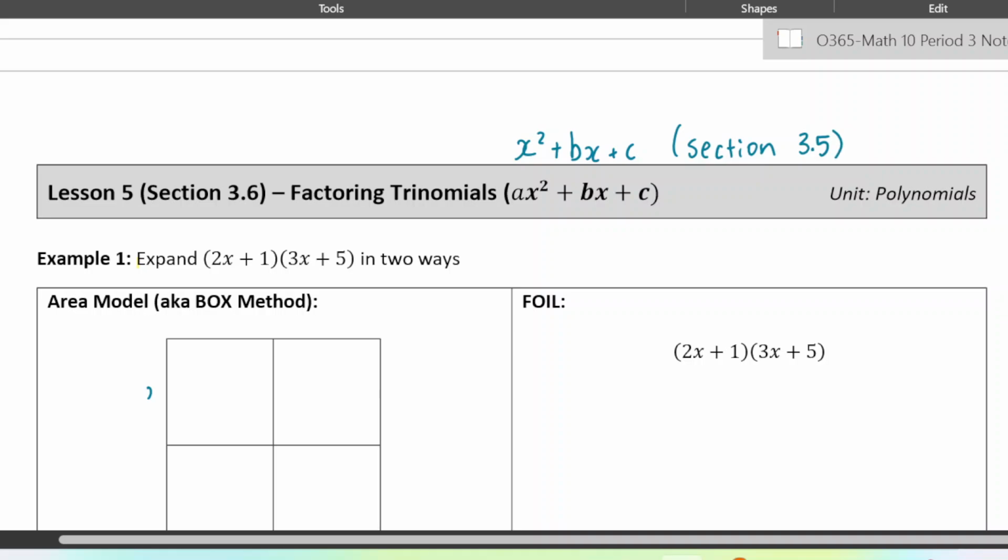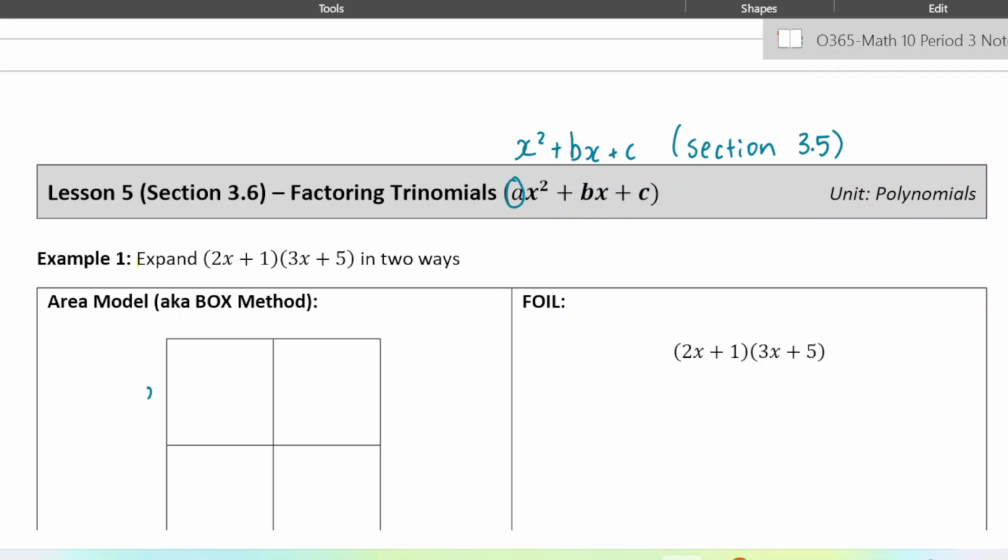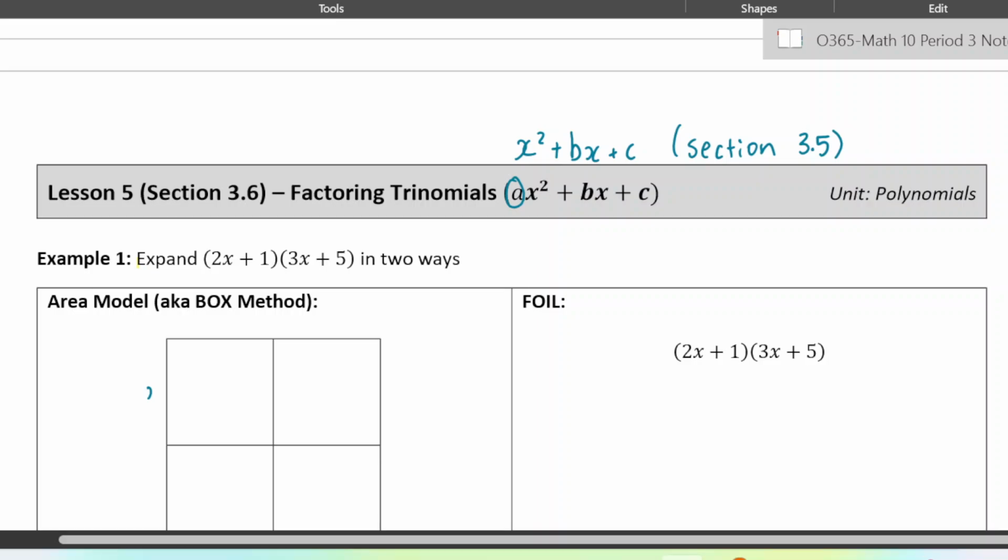Today we're going to be adding a coefficient in front of the x squared. And that coefficient is not going to be able to be factored out with a common term or anything like that. When we have a coefficient in front, it changes the puzzle we need to solve a little bit when we are factoring. So let's see how it works.